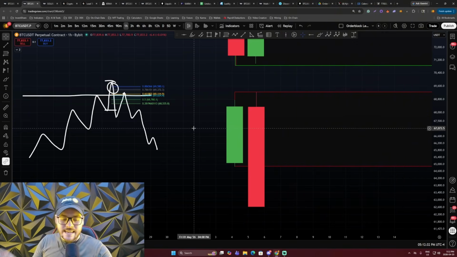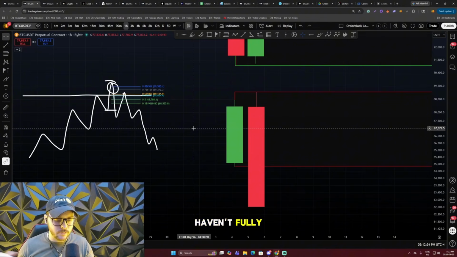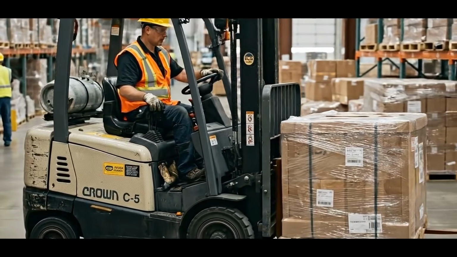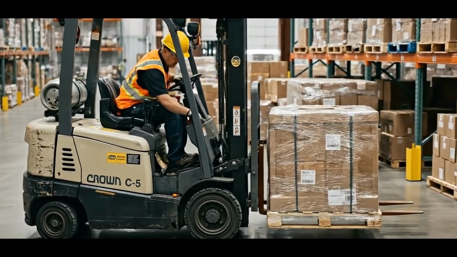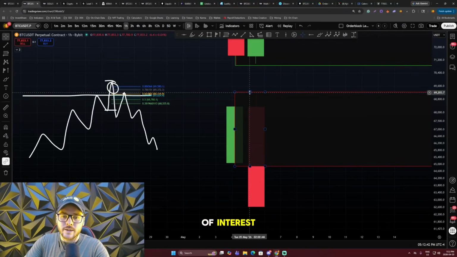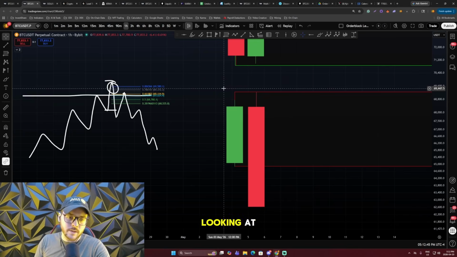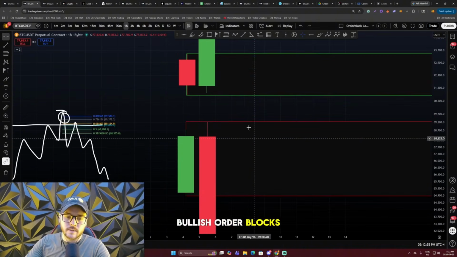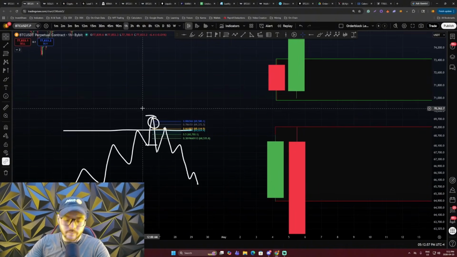Just because it's a sign that institutions haven't fully unloaded or loaded up their inventory, it doesn't mean we have to go back to that area. But it does mean it is a potential area of interest that not only institutions are likely looking at, but also retail, people like you and I, are looking at this as an area of interest for potential longs or shorts, right? Longs for the bullish order blocks, shorts for the bearish ones.